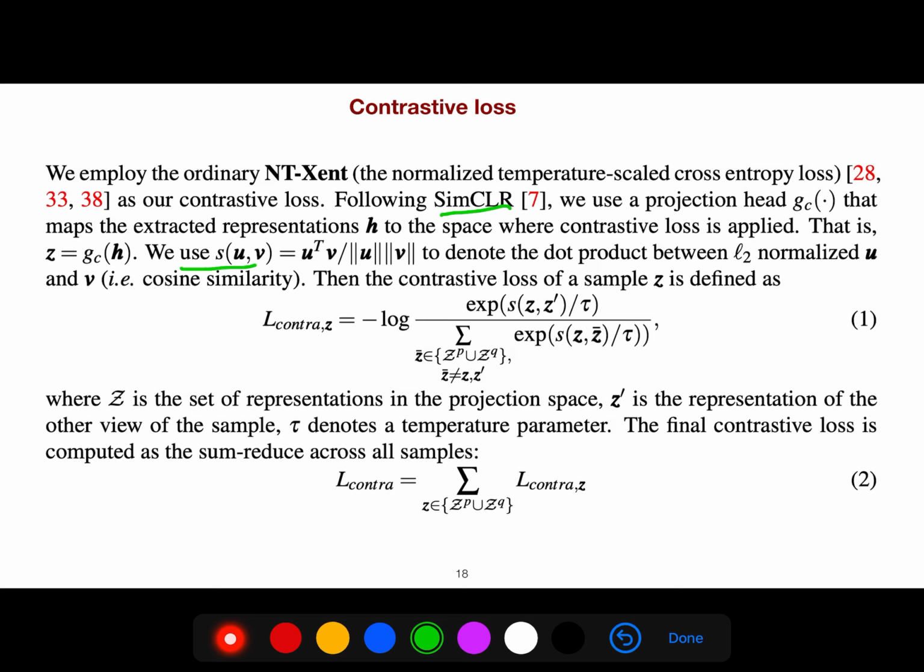We use this similarity, which is just a dot product between L2 normalized u and v, which is cosine similarity, and then the contrastive loss of a sample can be obtained. Z is the set of representations in the projection space. But the final contrastive loss should be computed as a sum reduced across all samples, not just one sample. You should compute it across all samples.